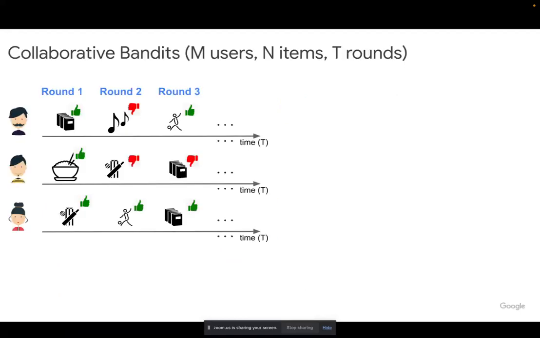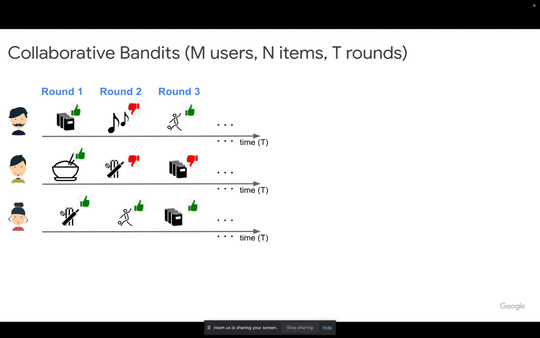Okay, great. So let me start this section by rigorously defining our problem setting. Suppose we have M users, N items, and T rounds. And we also have a sequential decision-making algorithm, which at each round recommends one item to each user. The recommended item can be different for the users at a particular round.